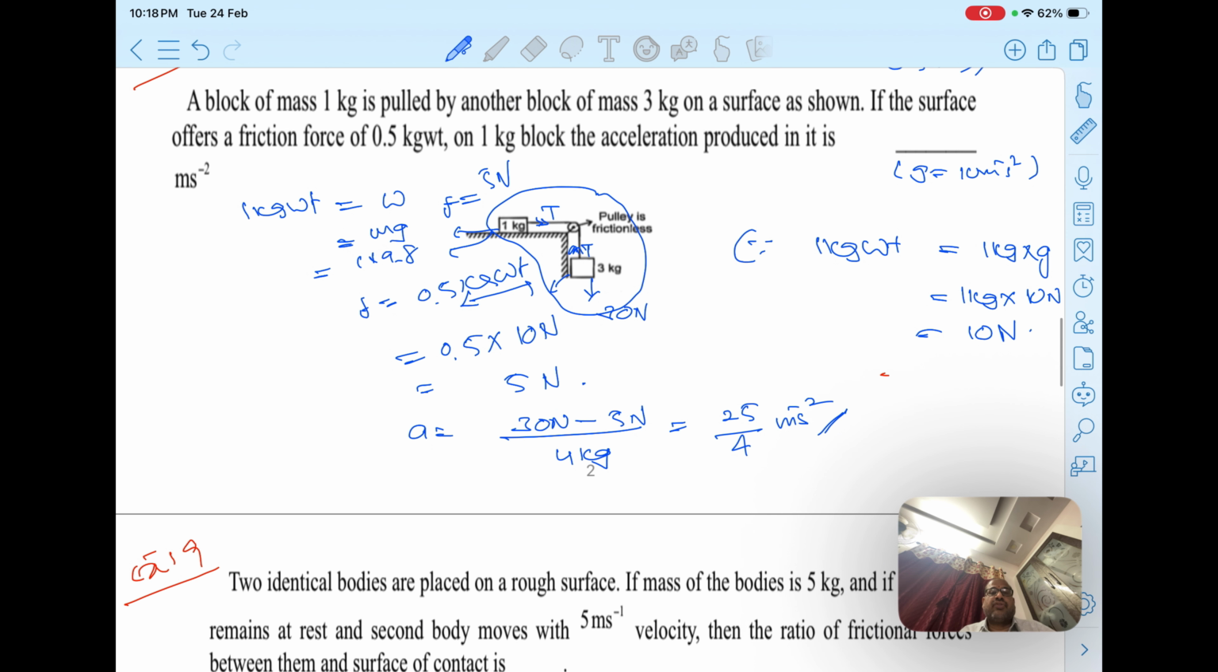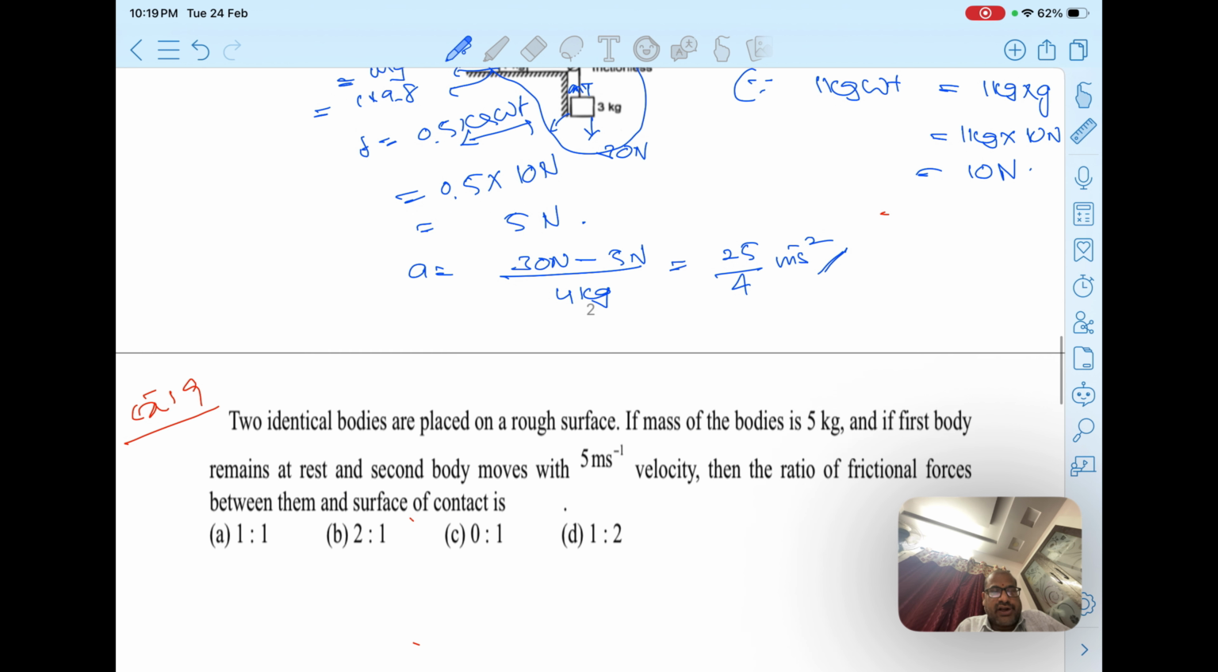Now he's asking for the acceleration produced on the 1 kg if the surface has friction. This is the acceleration of the system. Acceleration of the system means the acceleration of the 3 kg or the acceleration of the 1 kg. Why? If you are in a bus accelerating at the rate of 1 meter per second square, will both of you have the same acceleration or different acceleration? It will be the same. Why? If you had different acceleration from the bus, you would have relative acceleration, meaning you would move with respect to the bus. But you are moving together, so relative acceleration is 0. So we can say both bodies have the same acceleration.